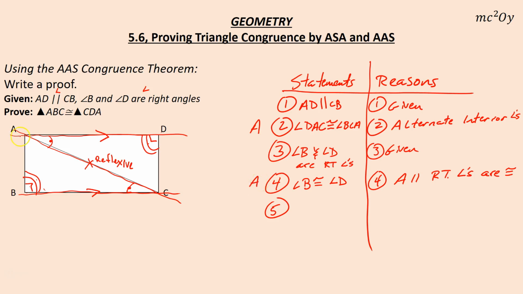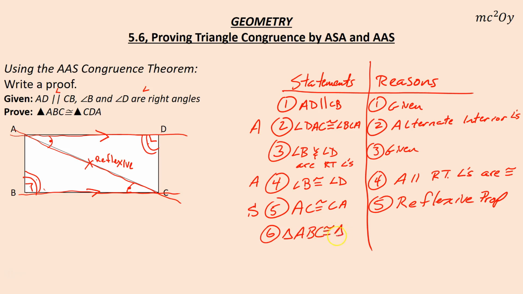And then I know that AC is congruent to CA, and that is by the reflexive property. There's my side. So now I have triangle ABC is congruent to triangle CDA by angle angle side. There we got it. Good to go. Well, that's all I got there. Good luck.